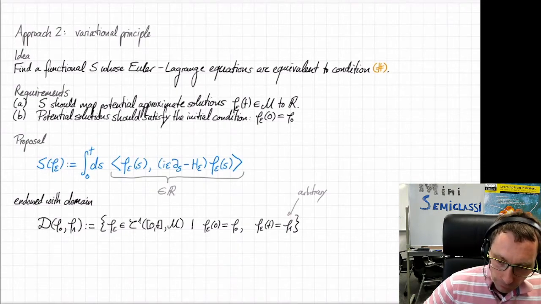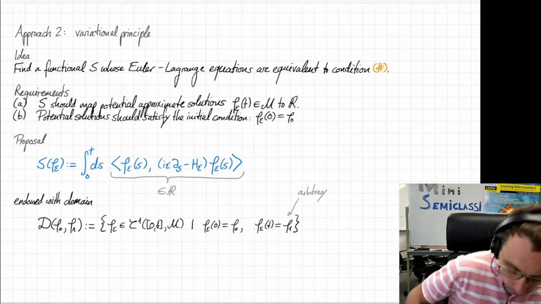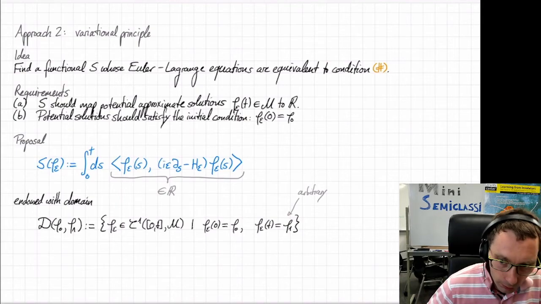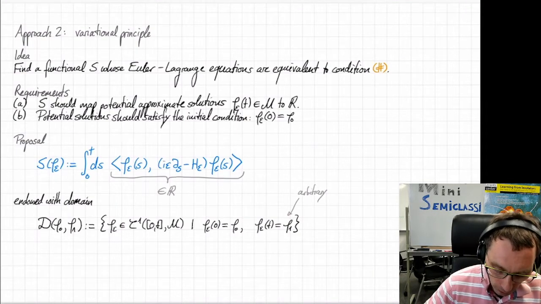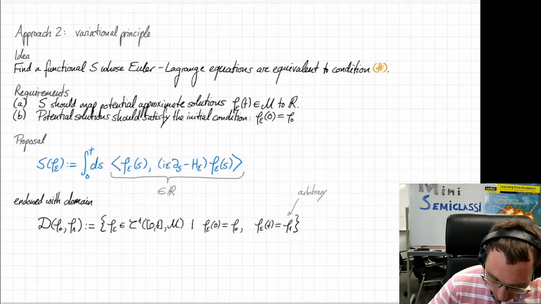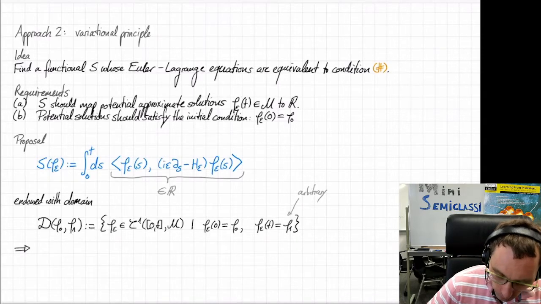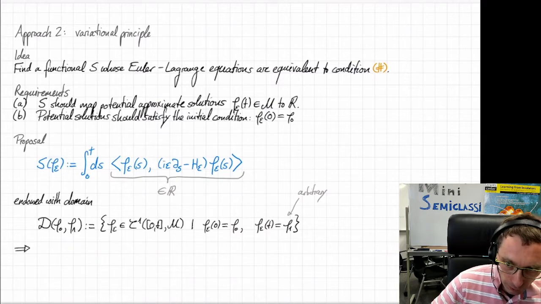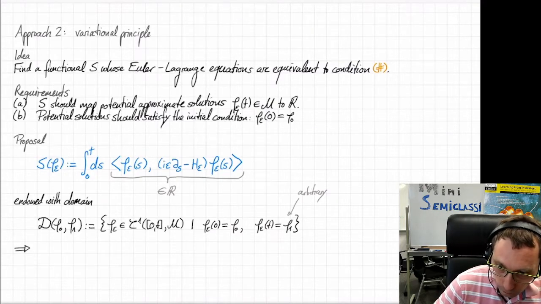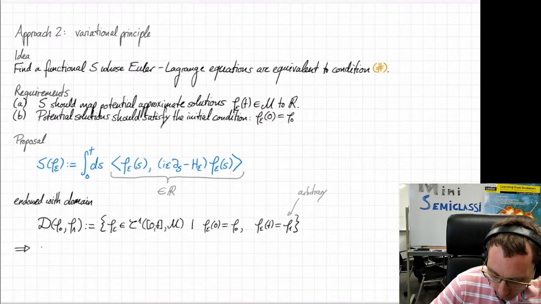Okay, so now we have to look at the stationarity condition. So we have to take the first derivative of this functional and set it to 0.